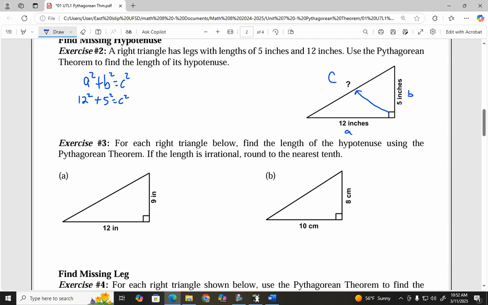So just make sure you remember that you take the side and you square it. And you add it to the other leg and you square it. And then it equals C squared. You have to write in those squares. So this is 144 plus 25 is what C squared is. So now we add 144 and 25 and we get 169. So C squared equals 169.